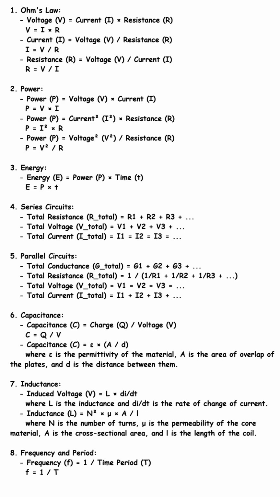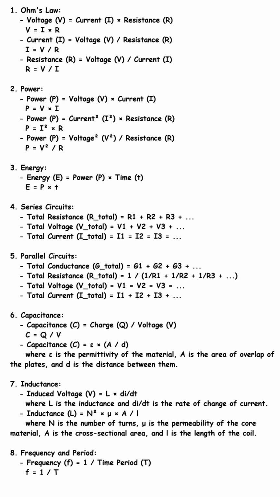Then comes energy, which is the total work done by electricity, and it is calculated as E equals power times time, or simply E equals P times T. Moving on to series circuits, where all components are connected end to end, the total resistance is the sum of all individual resistances, written as R total equals R1 plus R2 plus R3, and so on. In series, the voltage also adds up, but the current remains the same through each component.